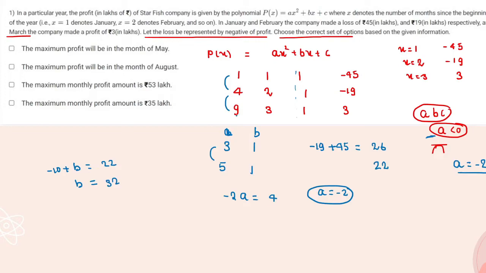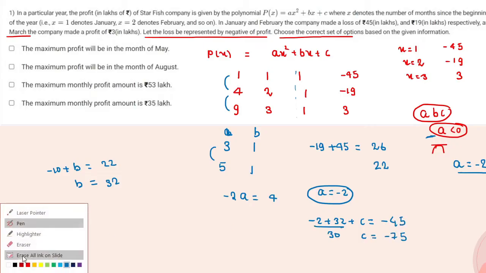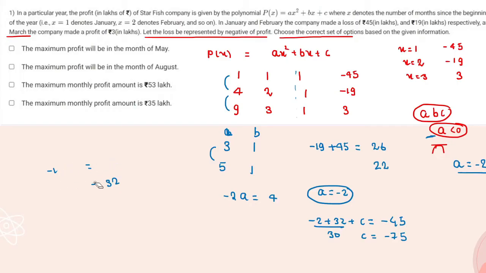Now we have to find the value of c. a is minus 2, b is 32, and c total gives minus 45, so it is 30. So c will be equal to minus 75. Now we know all the values of the variables, so we can make the profit as a function of x. Profit of x as a function of x will be minus 2x square plus 32x minus 75.